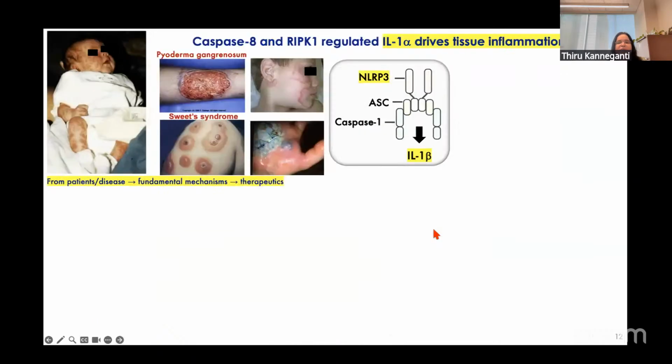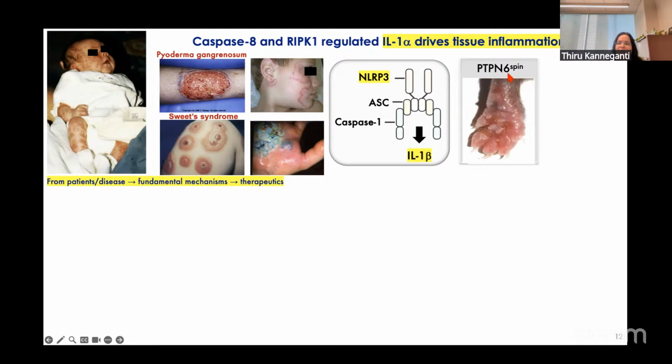And of course, we went back to our patients again, and they also developed skin disease. So we asked whether there is any role for inflammasome in skin disease. And our bone disease model told us that IL-1 beta could be the culprit. So first we developed a mouse model of inflammatory skin disease, which is the PTPN6 spin model, where these mice, when they're born, are normal. But as they age, they develop this severe inflammation. And even if you microabrade gently, this foot pad would become totally like a pyoderma gangrenosum phenotype. So we asked whether IL-1 beta is involved.